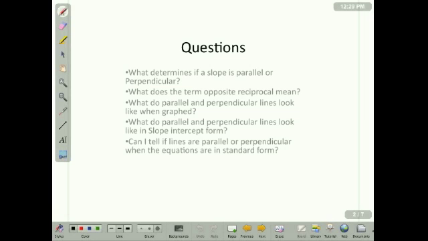What do parallel and perpendicular lines look like when graphed? What do parallel and perpendicular lines look like in slope-intercept form? And can I tell if lines are parallel or perpendicular when the equations are in standard form?